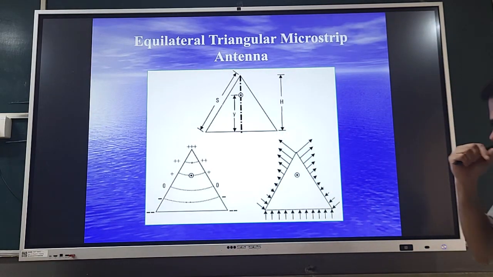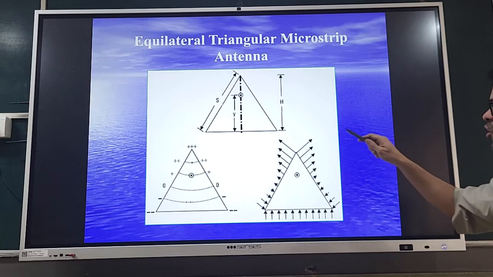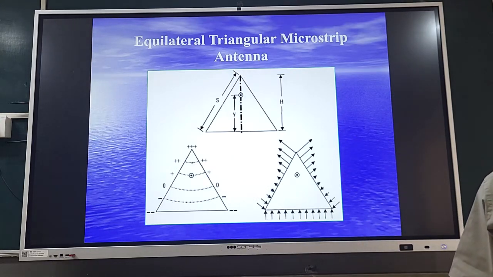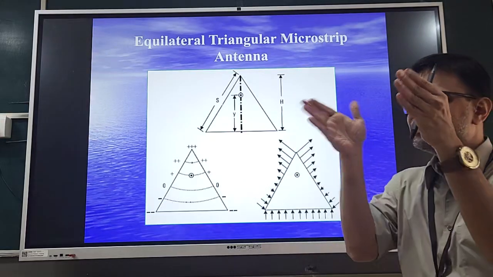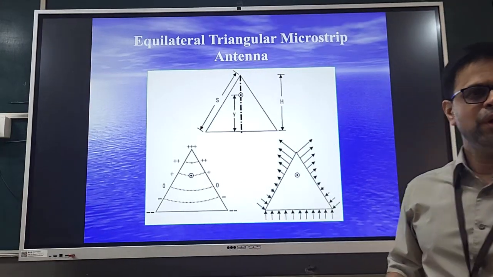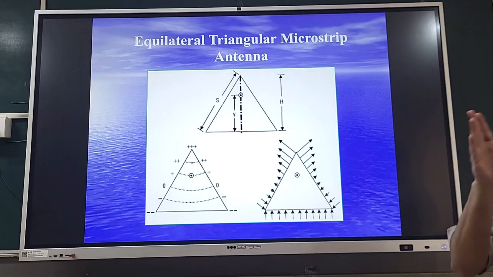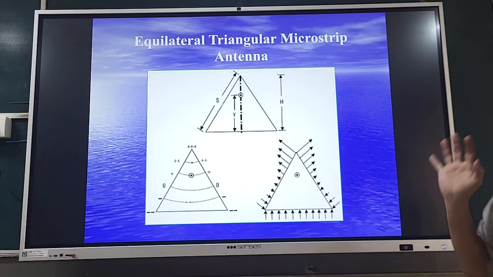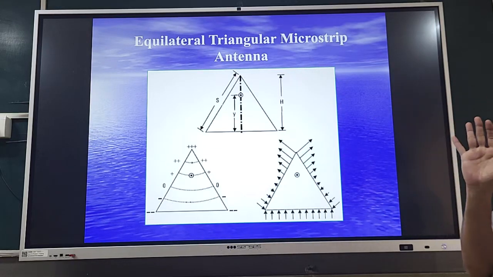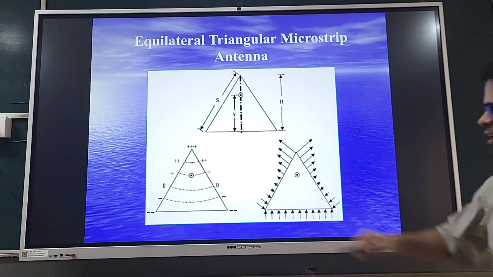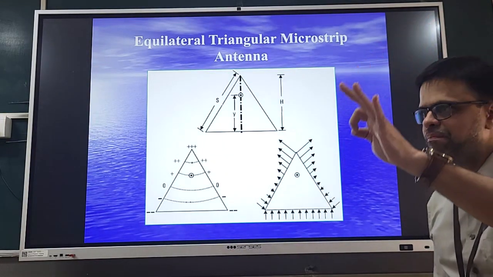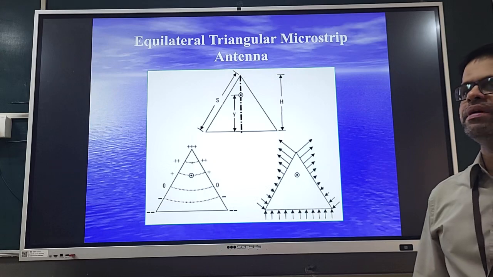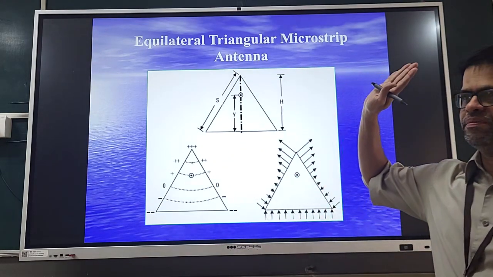You must have seen the circular geometry and the rectangular geometry. What you have observed, on either side the structure was same. Because of that, impedance variation on the structure was uniform. It was not an asymmetrical geometry. This is an asymmetrical geometry. Why? Because of the nature of the structure. So first point of comparison with respect to CMSA and RMSA, this is an asymmetrical structure.